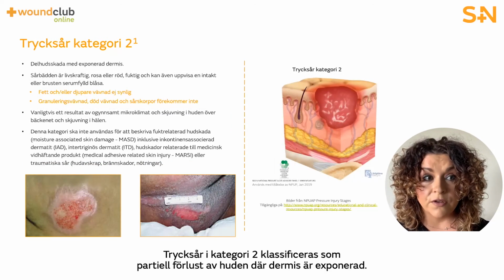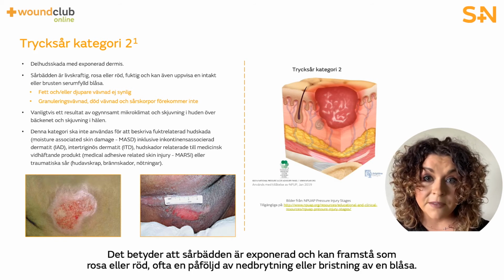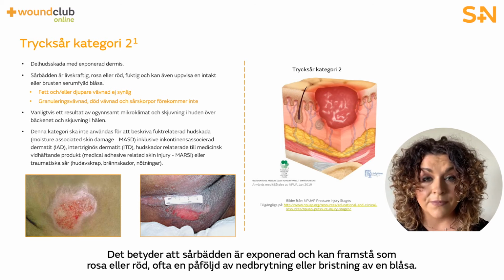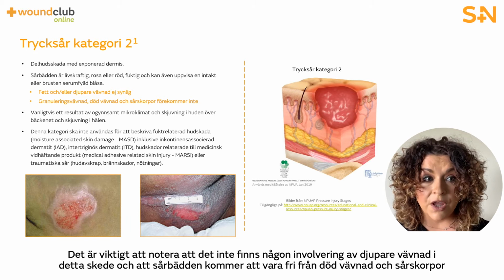Category 2 pressure ulcers are classified as having partial thickness loss of skin where the dermis is exposed. This means that the wound bed is exposed and may appear as red or pink and are often following the breakdown or rupture of a blister. It's important to note that there would be no deeper tissue involvement at this stage and that the wound bed will be free of slough or eschar.